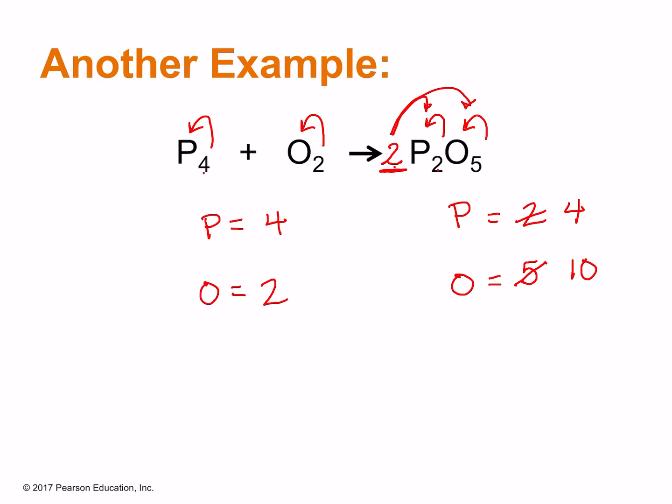And so now looking at the oxygen, we need to put a number out front here that will multiply by the 2 to get us our number of oxygens, right, to get us 10. So we'll put a 5 out front. So 5 times 2 gets us 10. Then we double check, 4 phosphorus on each side, 10 oxygen on each side. We are balanced.